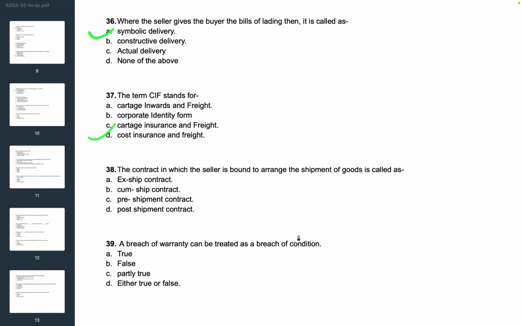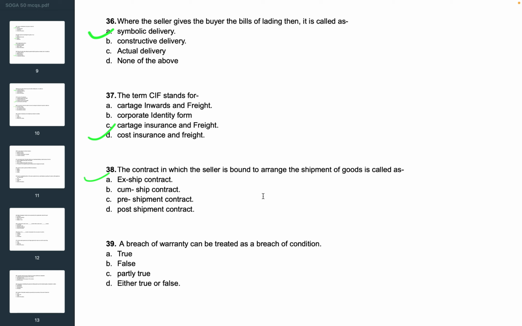Next question. The contract in which the seller is bound to arrange the shipment of goods is called as A. Ex-ship contract, B. Cum-ship contract, C. Pre-shipment contract, D. Post-shipment contract. The correct answer is A. Ex-ship contract.